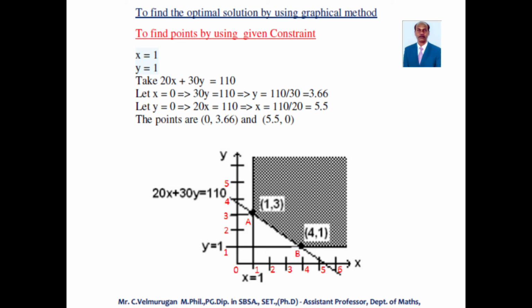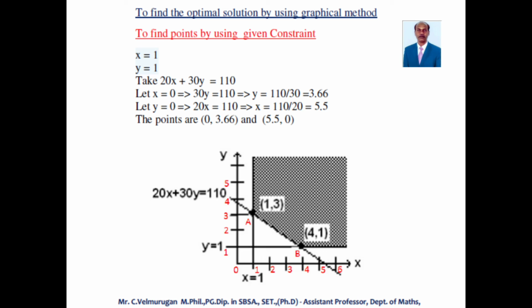If we put x equal to 0, then automatically 30y equal to 110. Then what is the y value? 110 divided by 30, that is equal to 3.66. Now we can consider y equal to 0. This implies 20x is equal to 110. Then x is equal to 110 divided by 20, that is equal to 5.5. So what are the 2 points? 0, 3.66 and 5.5, 0. So using all these points, we draw the lines in the given graph.